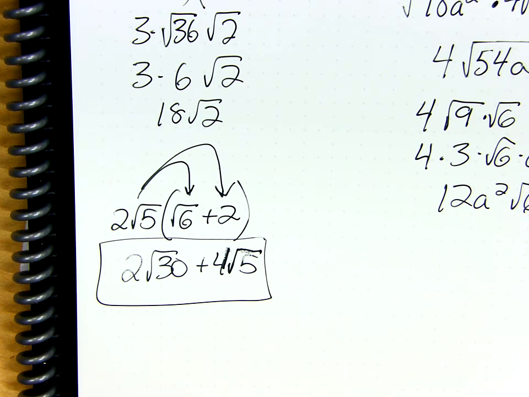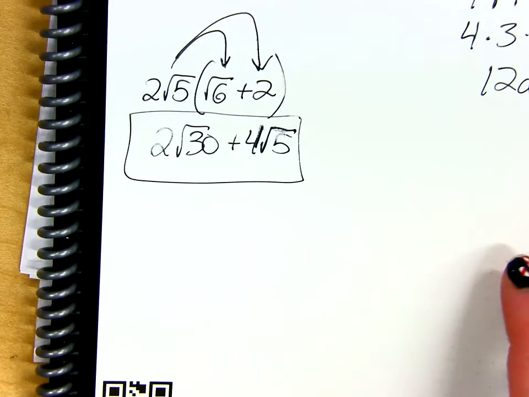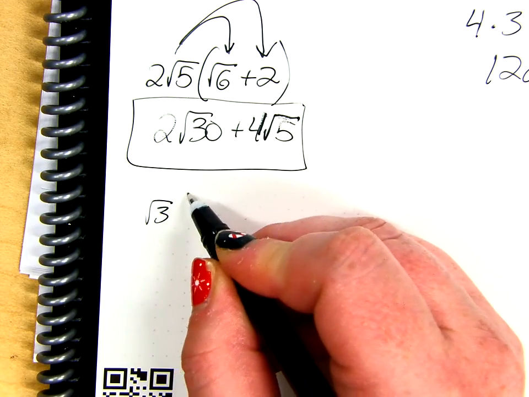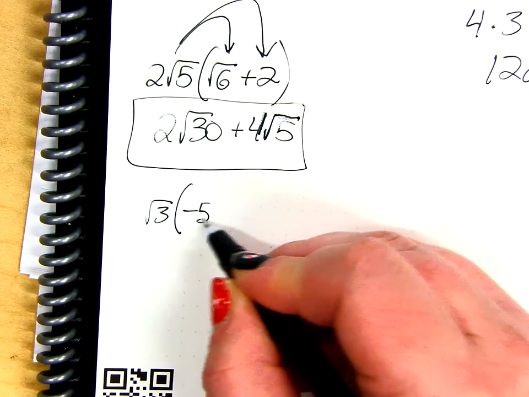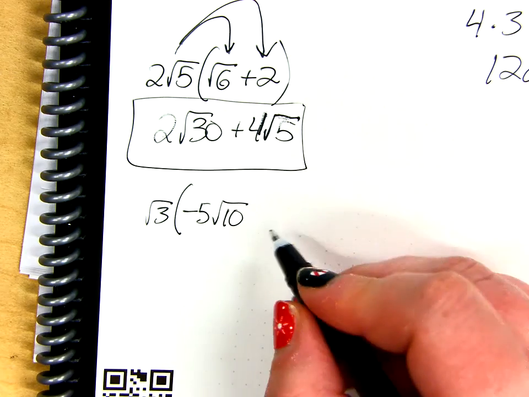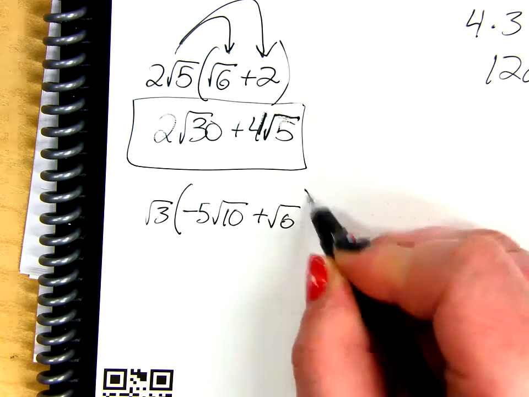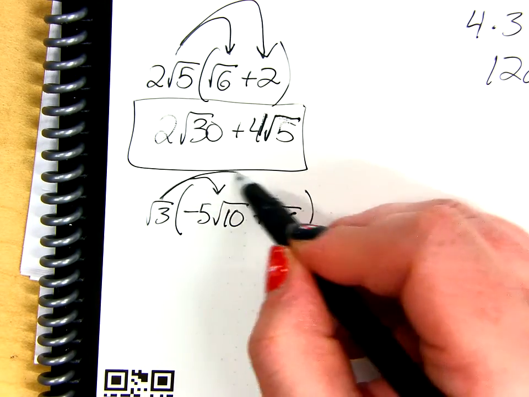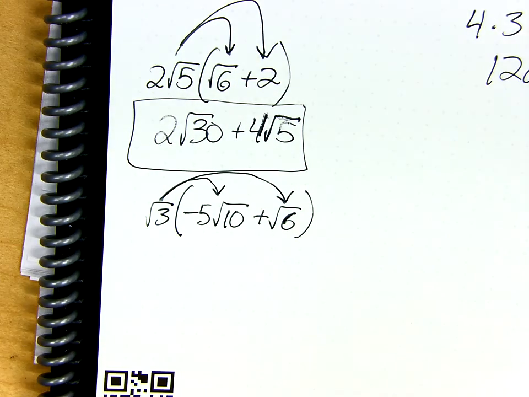Let's try 14. So that's square root of 3 times negative 5 root 10 plus root 6. So go ahead and multiply the root 3 in, but don't go any further than that. Just multiply those two things by the square root of 3. See what you get.